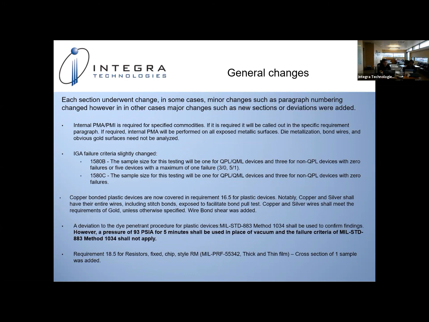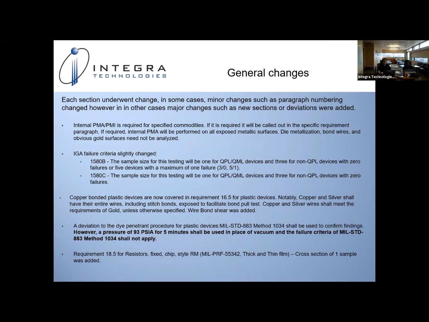One important thing to know, we talked about dye penetrant after acoustic microscopy testing. 1580 Rev C now calls out dye penetrant within requirement 16.5. They do have a note in there. MIL standard 883 test method 1034 is for dye penetrant of PEMs, if you will. We are still using that criteria. However, instead of applying pressure to do the dye pen test, we'll be doing vacuum for 5 minutes. So that is a deviation that's within the MIL standard 1580. 883 1034 dye penetrant inspection is now done a little different than 1580. So that's notable.